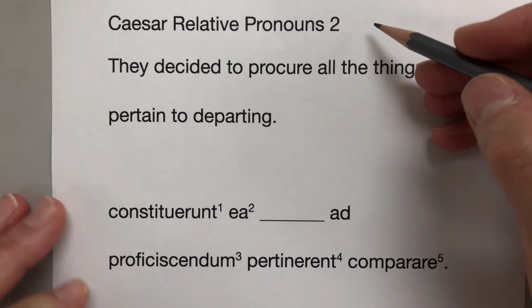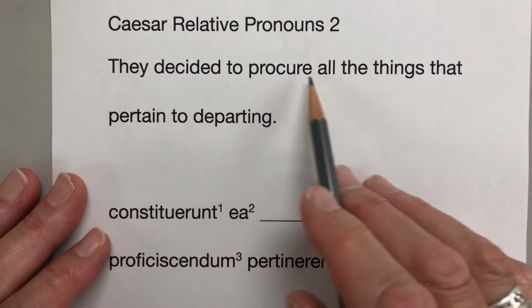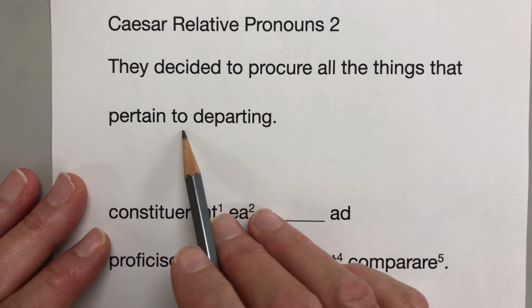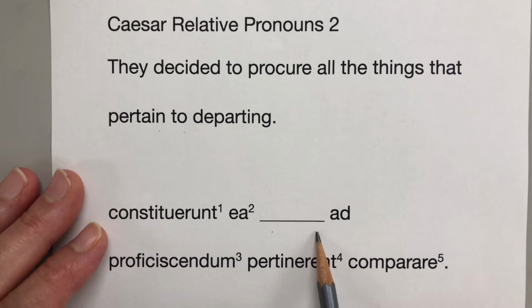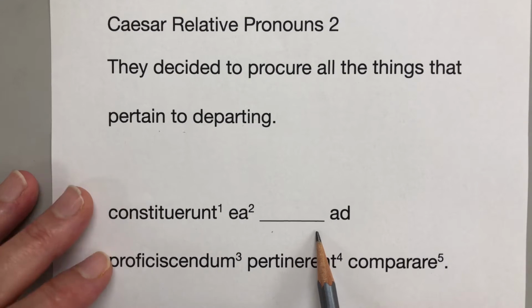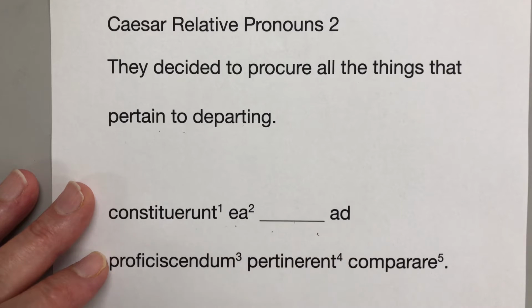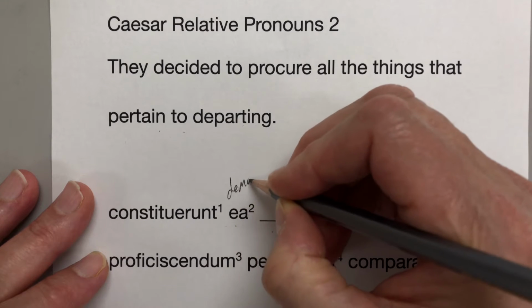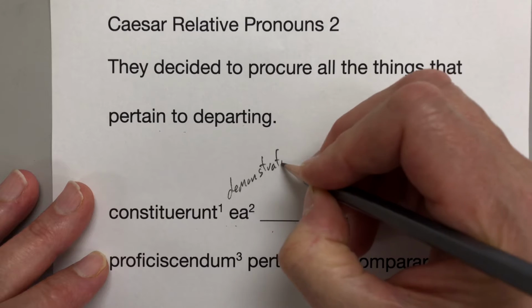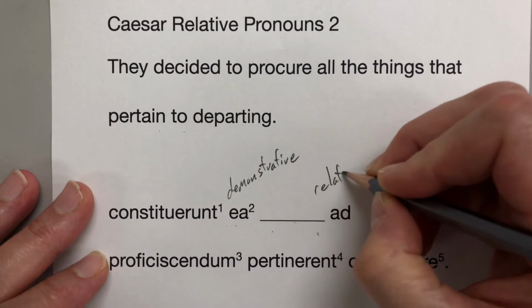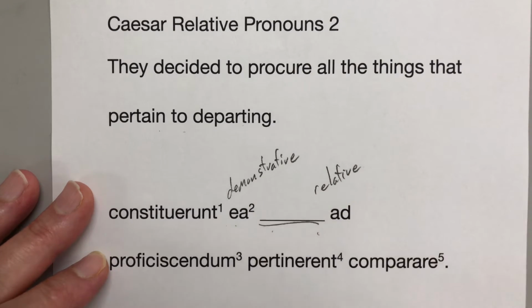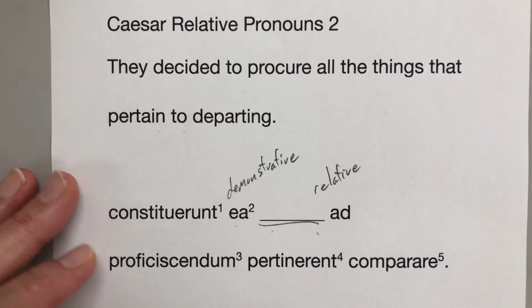These are relative pronouns too. They decided to procure all the things that pertain to departing. Okay, you can see we've got a blank here for the relative pronoun. This is very much like number one. We've got this ea and then the relative pronoun. So we've got a demonstrative here. This, that, and relative pronoun here. This is a very frequent pattern, okay? So you're going to see that a lot. Usually they're very close together, just like that.